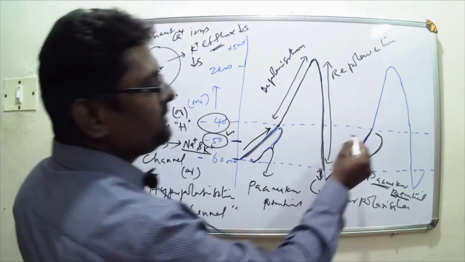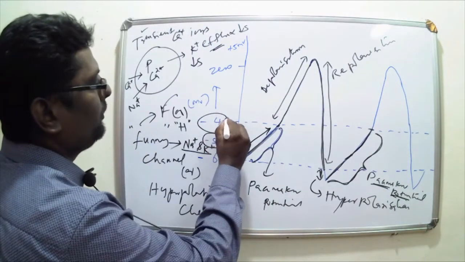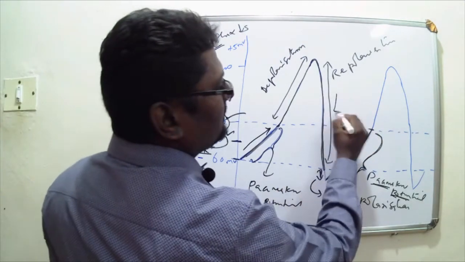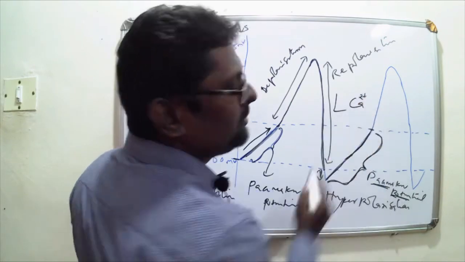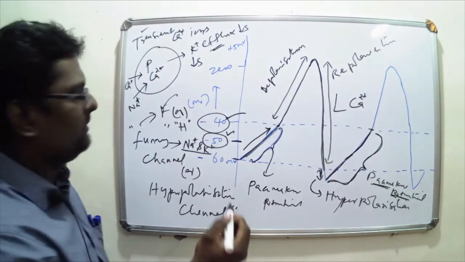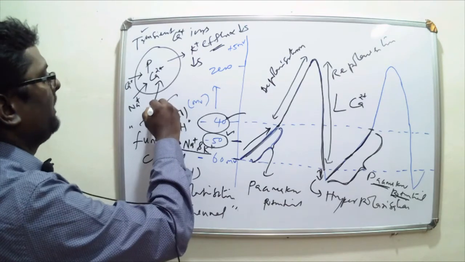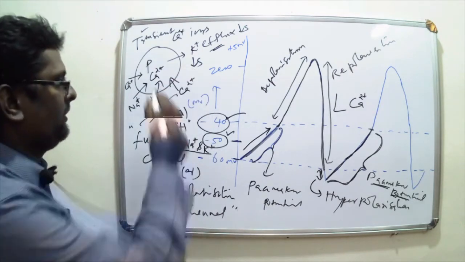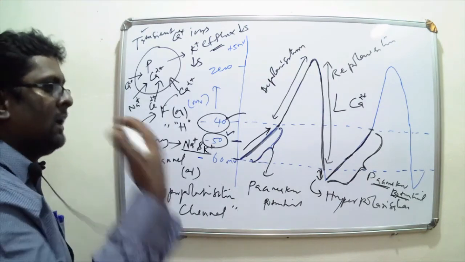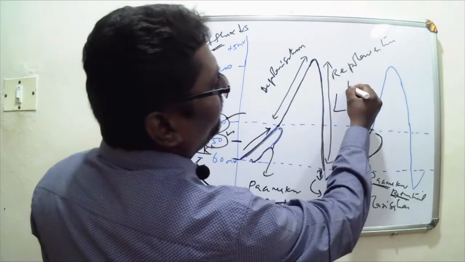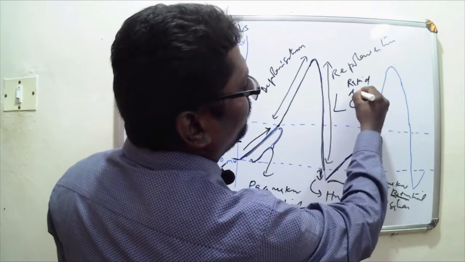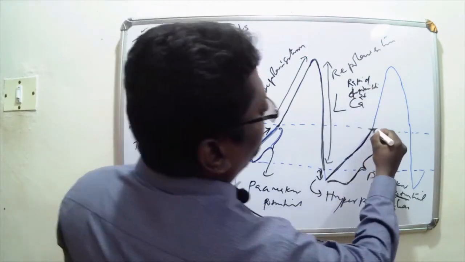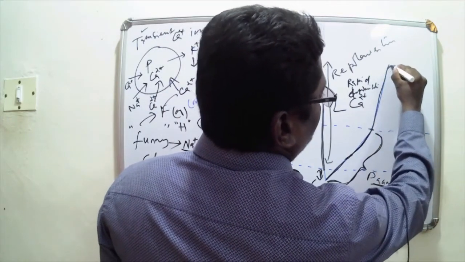Now once this firing level of 40 millivolts is reached, what happens? Another channel called long lasting calcium channels open up. This allows further entry of calcium ions from the ECF into the pacemaker cells. As a result, there is rapid depolarization.